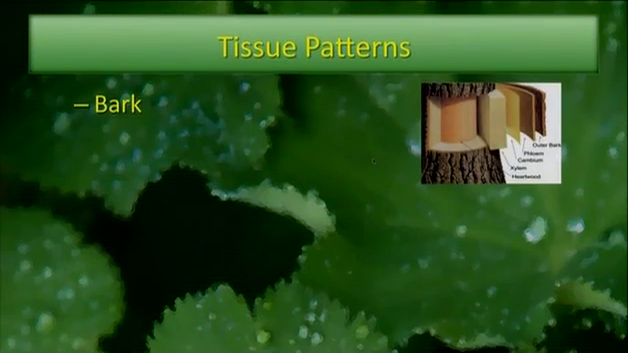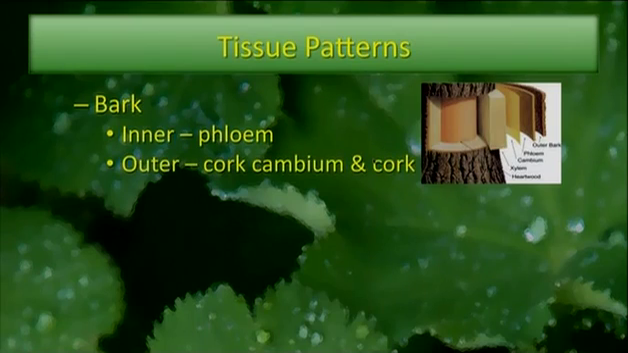Now the bark is all the tissues outside the vascular cambium. The inner part is called the phloem, and the outer part is called the cork cambium and cork. Generally the phloem carries sugar, and Native Americans made use of this in the olden days. They used to strip the bark from Douglas firs, which they knew had sweetness to it, and they were able to eat that during the winter time, or during hard times when they didn't have enough food.